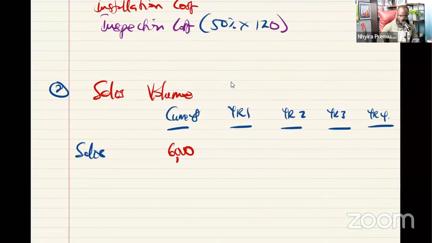We apply the Fisher concept. That will be 1 plus 0.25 times the 6,000. So let's punch that out. So the sales volume for year 1 will be 6,000 by 1.25. And that's going to be 7,500.